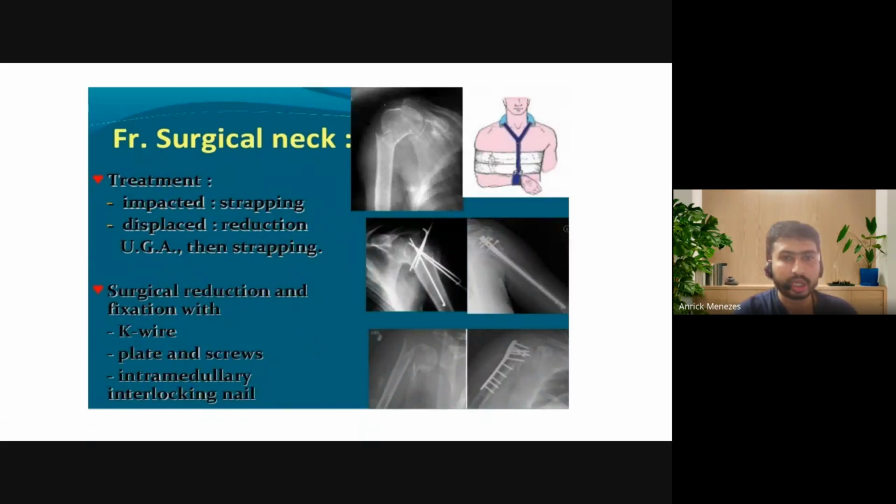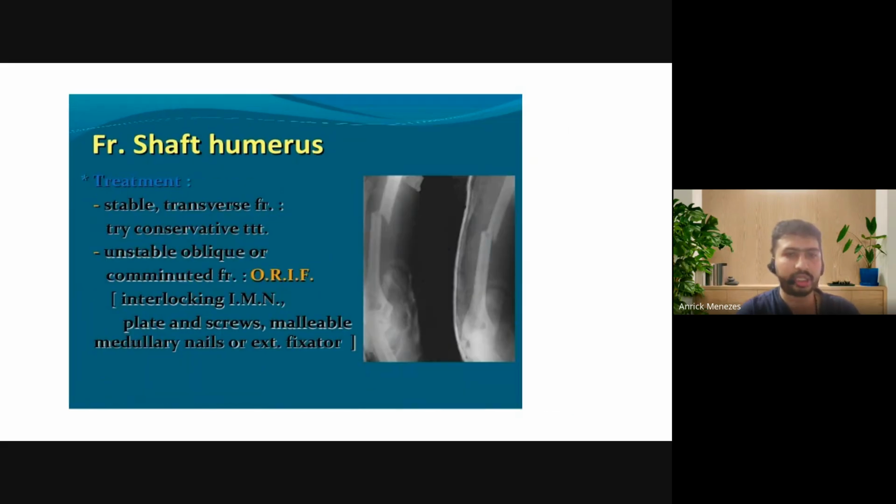So that is what you were telling, right? The surgical neck, head, and greater tuberosity. That is the proximal end of the fracture, which is divided again in that.